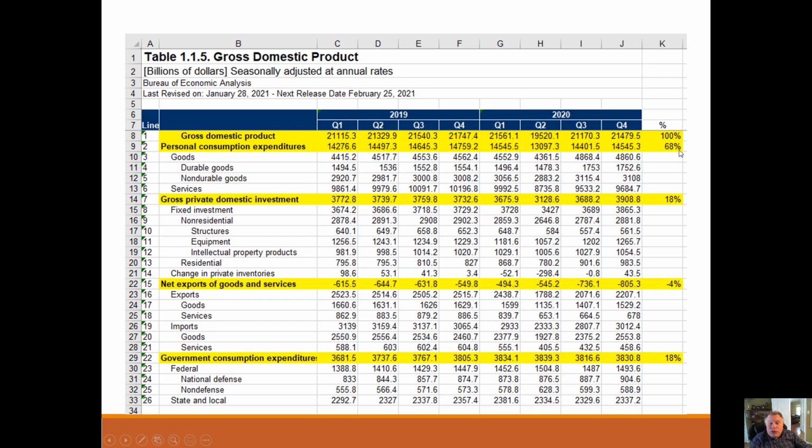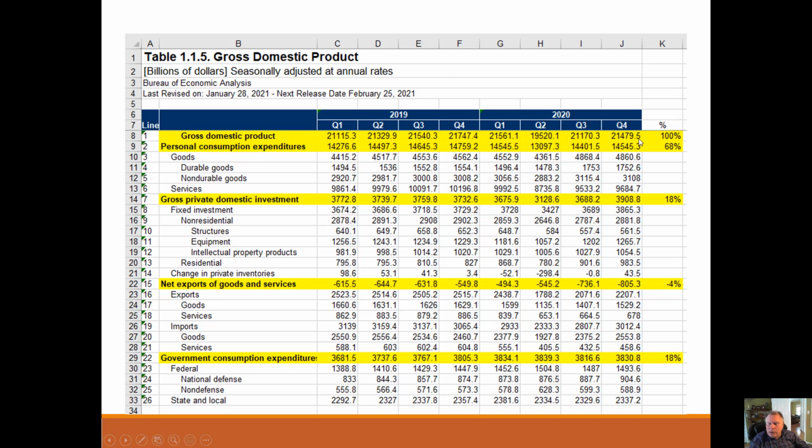68% of it was consumer spending. 18% was what businesses spent to produce goods and services. Exports were 4%, negative because it reduces it, and 18% is government expenditures. So you can see a good piece of the economy is driven by government spending. That's federal government and state and local.